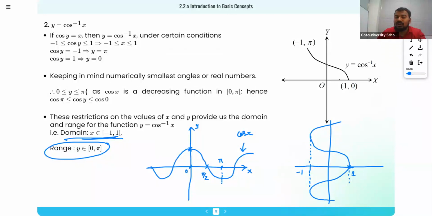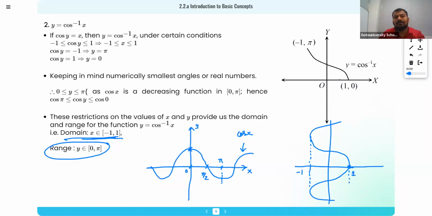So y equals cos inverse x. If you want to find out the value using the principal value theorem here, you can say if cos y is equal to x, then y is equal to cos inverse x, isn't it? Now with this, we know that cos y has values lying from -1 to 1, which we have already seen previously. Now here we have to worry about cos inverse. So cos inverse is nothing but y. So x is from -1 to 1.